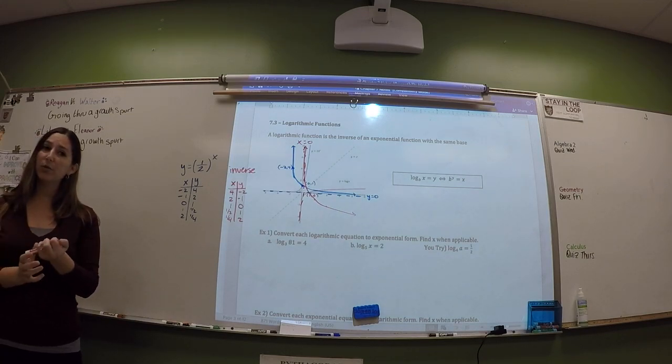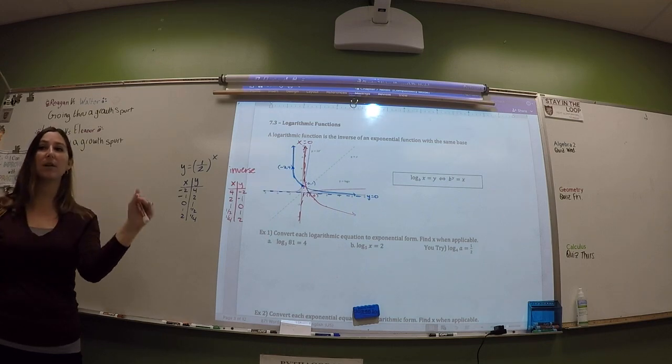So with exponential functions, your asymptotes are always horizontal. It's like y equals 0 or y equals k. Oh, it's just vertical.